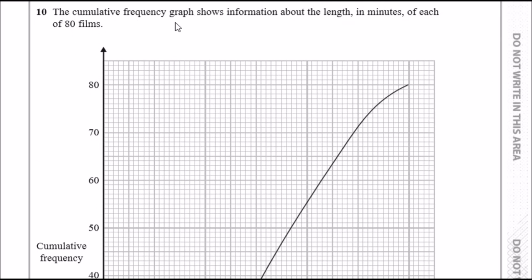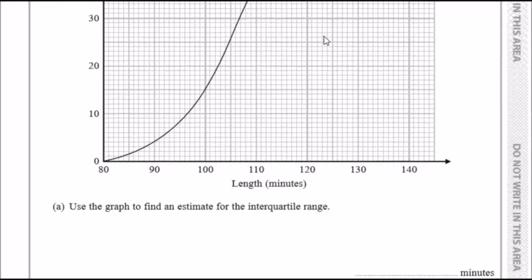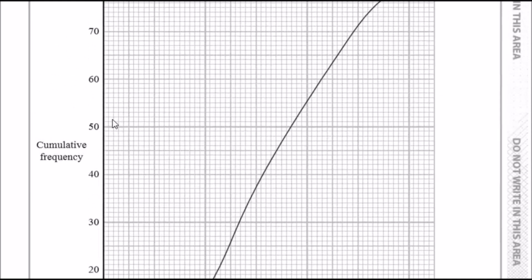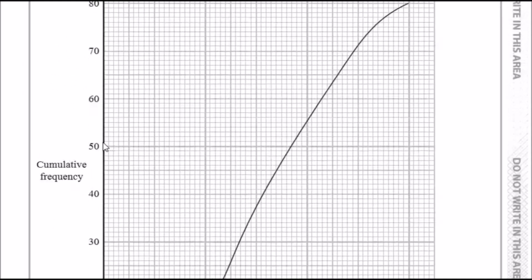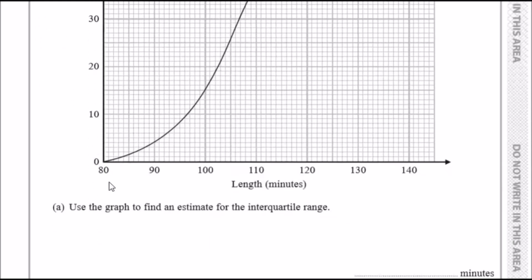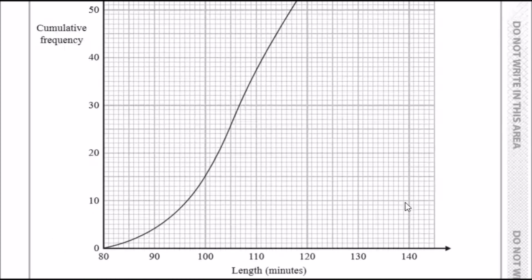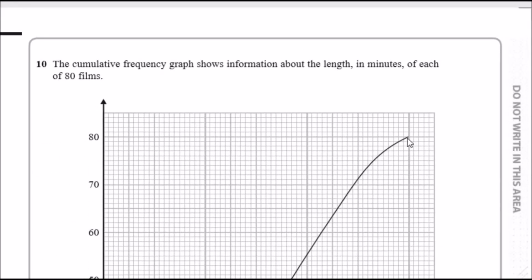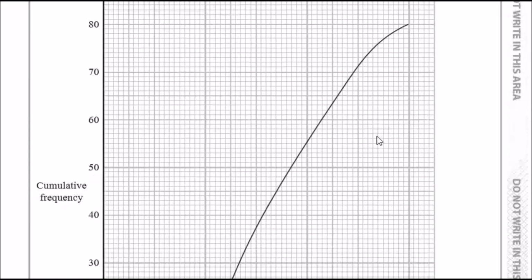The cumulative frequency graph shows information about the length in minutes of each of 80 films. For those who don't know, a cumulative frequency is basically adding up all the frequencies as we go along. So from the beginning, if we look at the length in minutes, up to 80 minutes, no films are watched. But for films that lasted, let's say, 100 minutes, there were definitely up to 15 films. Films up to 140 minutes count for every single one of the 80 films. So that's how it goes.